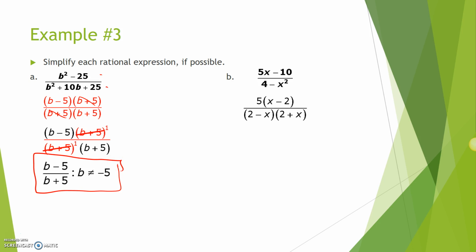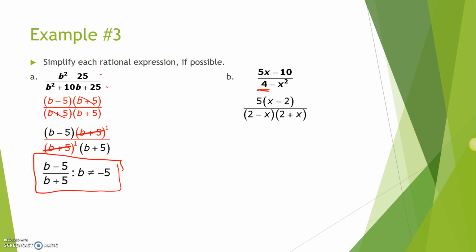The next one, we're going to factor the numerator and denominator. What goes into 5x minus 10? 5 goes into both 5 and 10, so we factor out a 5 and get x minus 2. Over, for the denominator, we have 4 minus x squared. How can we factor that? You're going to get 2 minus x and 2 plus x. Notice that they're putting the number before the variable for the denominator. We're used to seeing x minus 2 and x plus 2, but here they have the number first, so it's 2 minus x and 2 plus x.